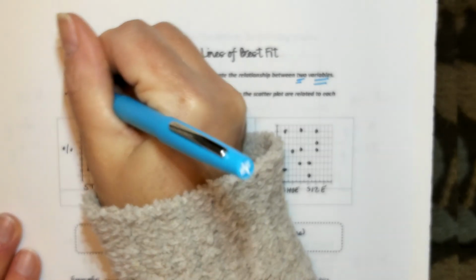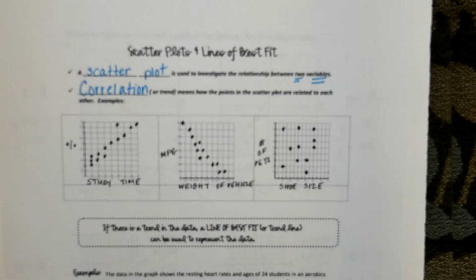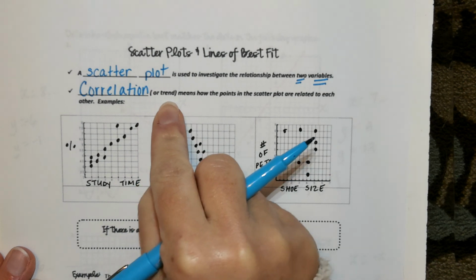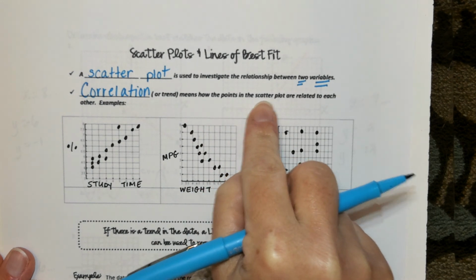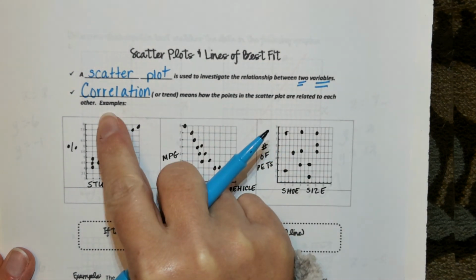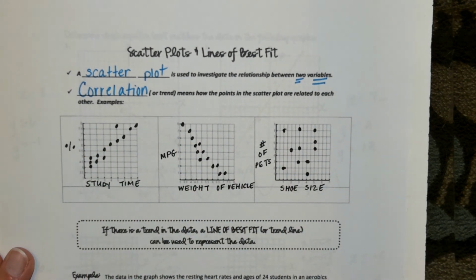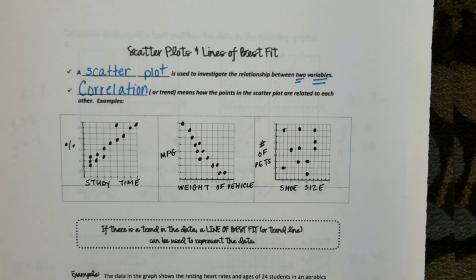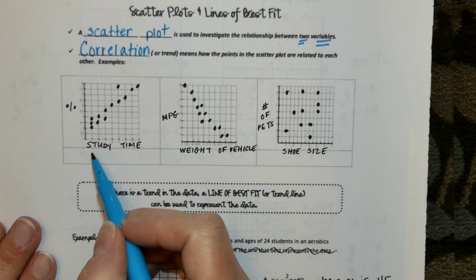So the next definition is about the word correlation. The definition says, correlation or trend, which means kind of like a pattern, means how the points in the scatter plot are related to each other. And there are three trends or three correlations that we notice when we create scatter plots for two sets of data to be compared to one another.